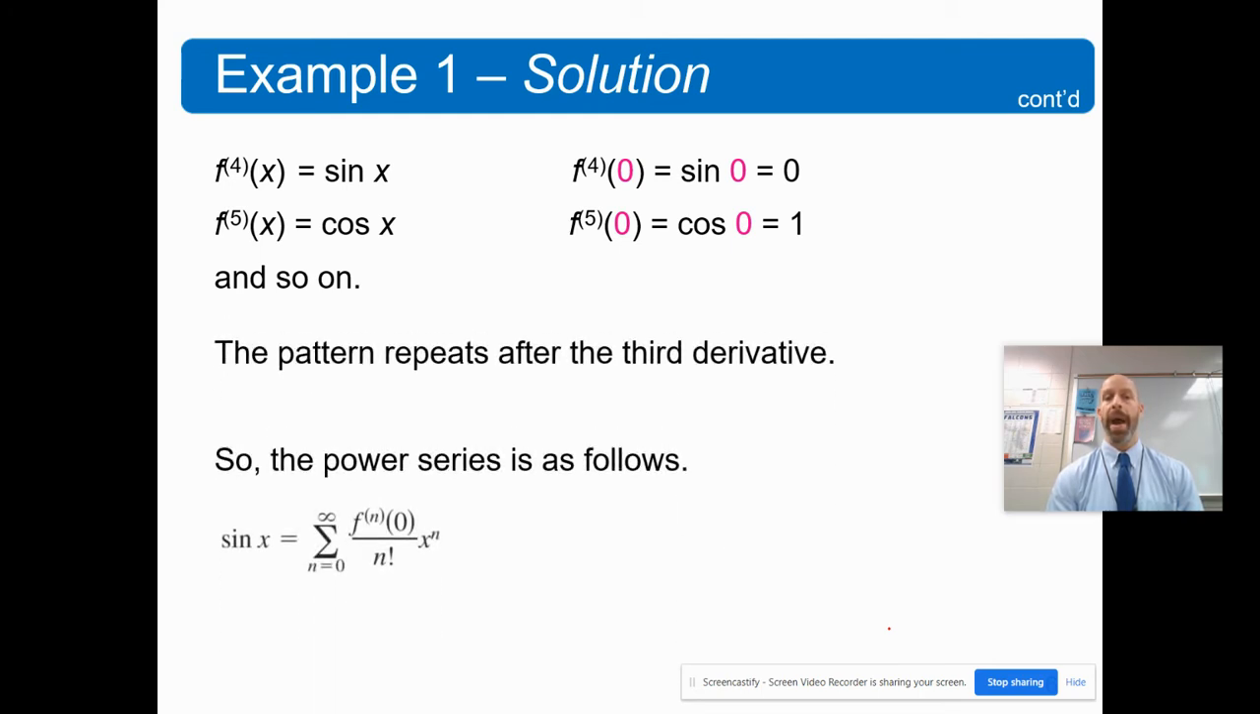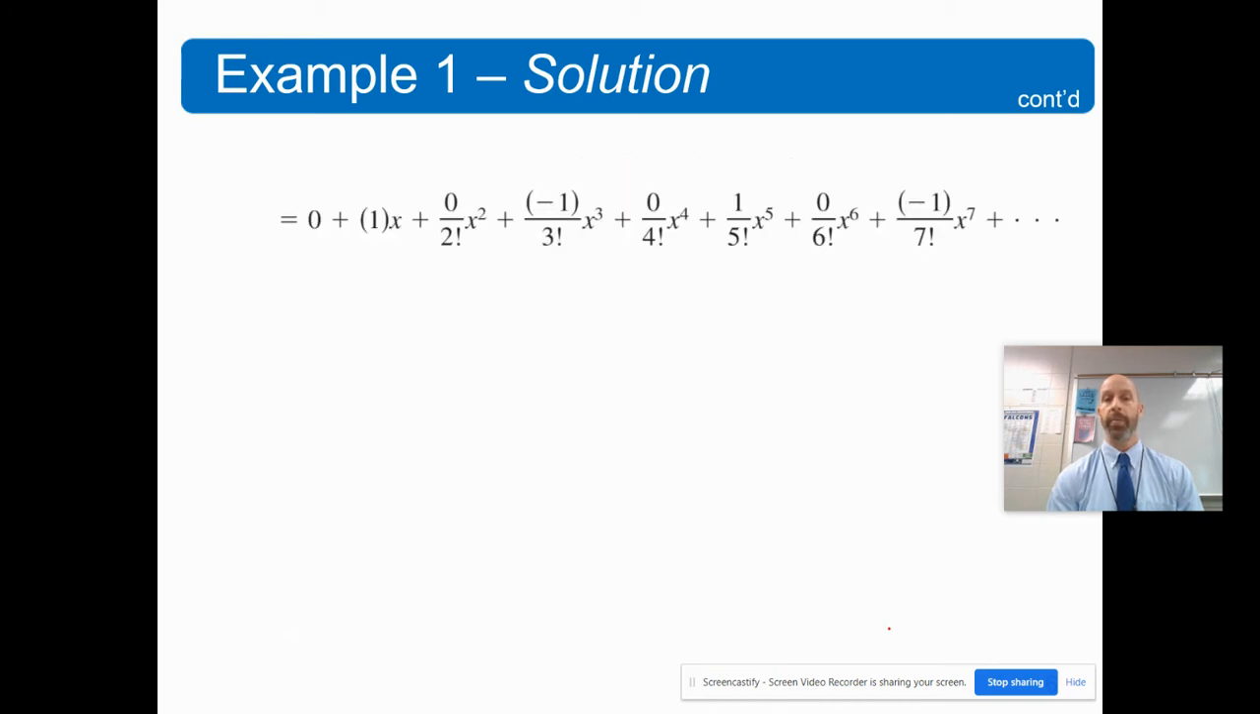So the power series is as follows. F of 0 plus f prime of 0 times x plus f double prime of 0 over 2 factorial times x squared plus the third derivative at 0 over 3 factorial times x to the third, etc. And now we can just start plugging in our values. We found that f of 0 was 0, f prime of 0 was 1, f double prime of 0 was 0, and on down the line. And so this can be simplified to x minus x cubed over 3 factorial plus x to the 5th over 5 factorial minus x to the 7th over 7 factorial.